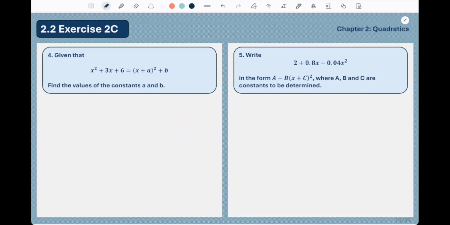Given that x squared plus 3x plus 6 is equal to x plus a squared plus b, find the values of the constants a and b. So pretty much we're going to do the same thing as the previous question. So x squared plus 3x plus 6. This one might even be easier because we don't have to factorize or anything.